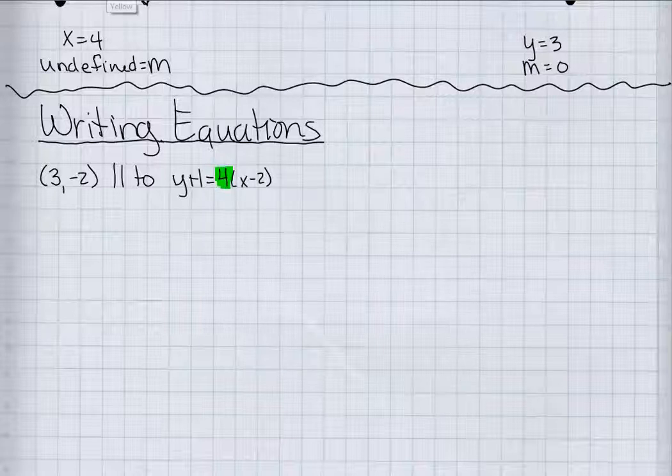And then you have your point. So remember we did point slope, and we used our y and our x. So if you write y minus -2 is equal to 4x minus 3. And I just got the x from this 3, so those 3's match, and this -2 from that -2. And then I got the slope here, because if parallel, they need to have the same slope.